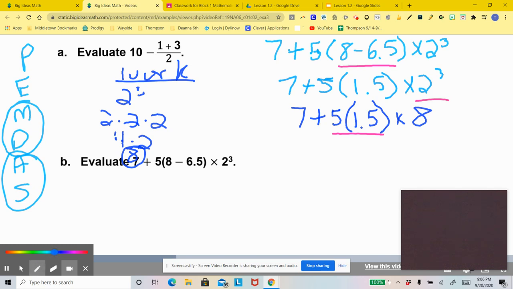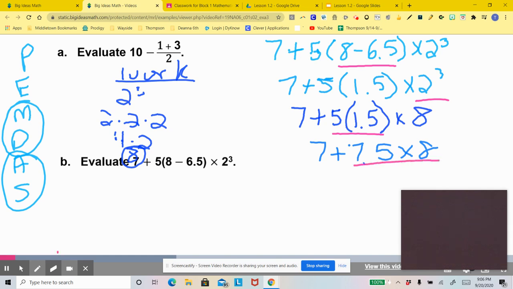And because we haven't learned it, you can do this in your calculator. So 7 plus, and 5 times 1.5 is 7.5 times 8. And then when you look again, we have addition and multiplication. So that means we're going to do multiplication first. And then that's 7 plus 60. And then 7 plus 60 is 67. And then that's your final answer.